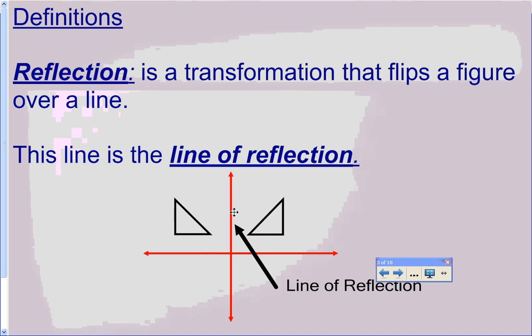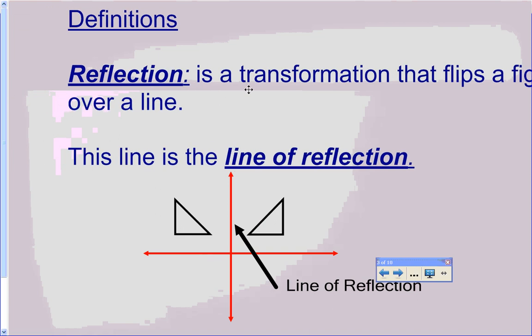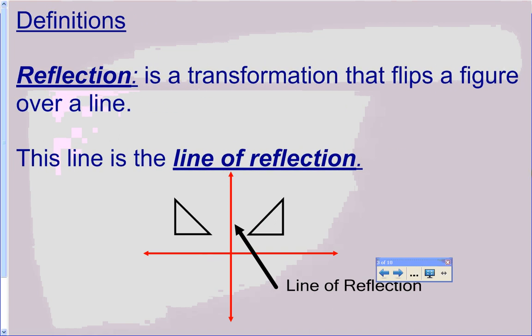So here's some definitions. First one is the definition of reflection, and it's a transformation that flips a figure over a line. A transformation, in our last lesson, we did a different type of transformation. We did a translation. So a translation is a type of transformation. In this lesson, we're going to do a reflection, which is a different type of transformation.